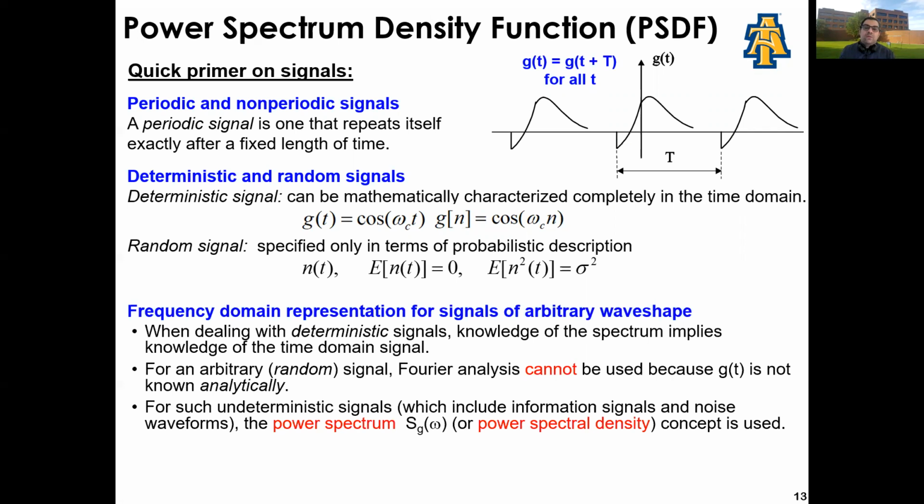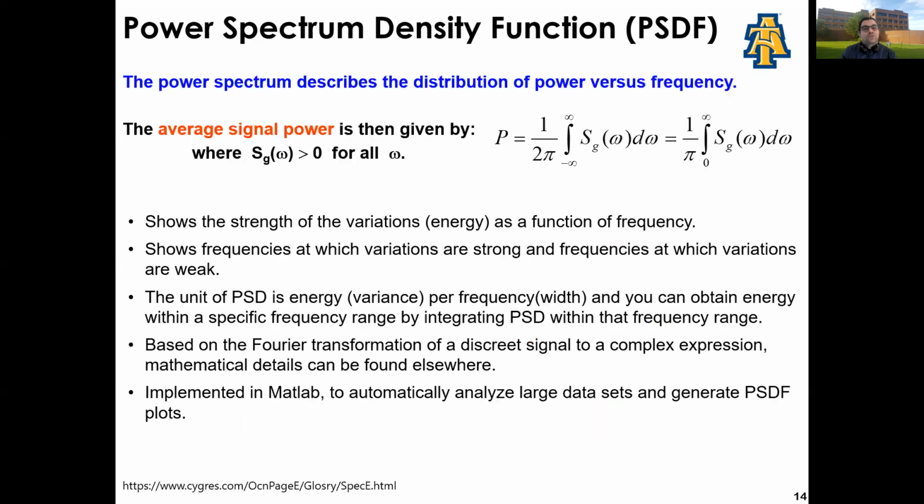We know that these are random signals, and we really can't use a Fourier analysis to get an answer analytically. Therefore, we need to use a power spectrum or power spectral density concept to analyze these signals. That's the general idea. A lot more information can be found elsewhere, of course.